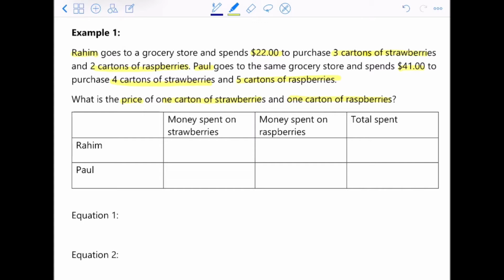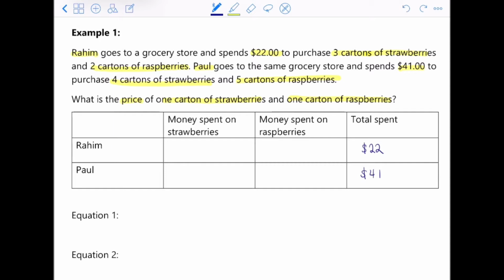So the table is provided to you, so let's fill in what we know. We know for Rahim, the total amount he spent was $22. And for Paul, we know he spent $41. Also, when you look at the column over here, it says money spent on strawberries. So they don't really care how many cartons of strawberries you purchase, but they just talk about how much it was cost-wise.